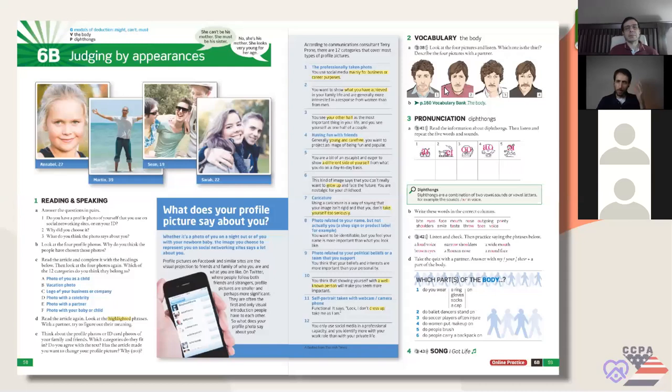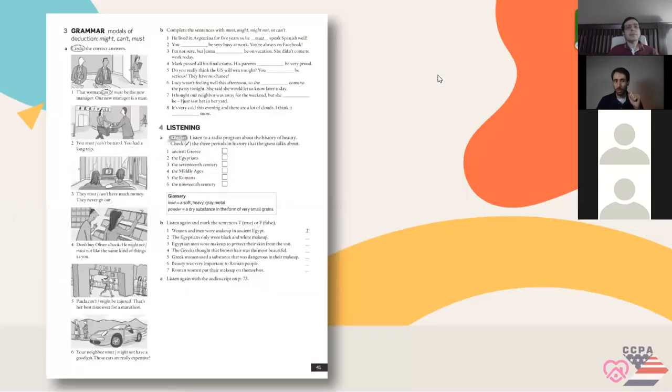Remember, Unit 6B was all about appearance, judging by appearances, right? And then we were making our deductions. In this unit, we did together one of the grammar exercises in the e-classes, and then I showed you the other one in the video lessons, right? I don't know if you saw the video lessons actually, but I am going to assume you have access to the video lessons in our CCPA platform. So let's go to the workbook section, okay? Page 41. If you have your books with you, let's go over there.